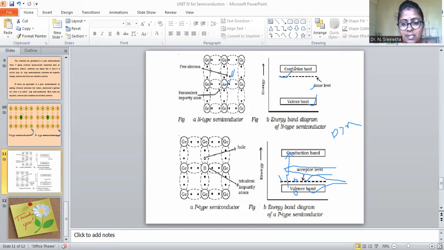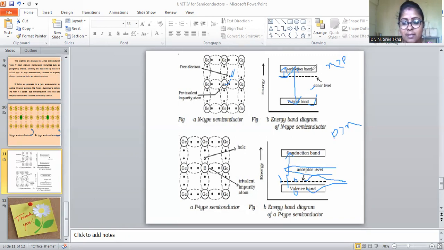So all donors exist in the donor energy level, and bonded electrons exist in the valency band. If you raise the temperature, first these donor electrons shift from the donor energy level to the conduction band at lower temperature. Further raising the temperature, valency electrons also try to shift from the valency band to the conduction band. So in the conduction band, electron concentration is increased. That means N is greater than P in N-type semiconductor.